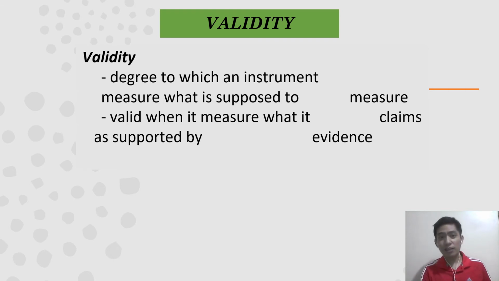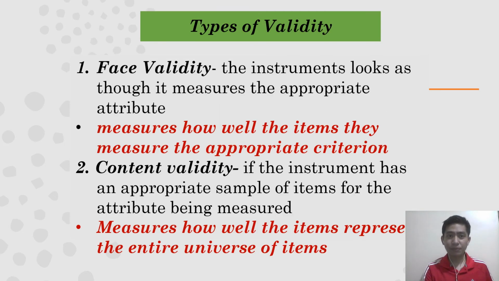So we have done the reliability. Now is the validity. Validity is the degree to which the instrument measures what it is supposed to measure. It is valid when it measures what it claims, as supported by evidence. So we have different types of validity. We have face validity: the instrument looks as though it measures the appropriate attributes. And content validity: the instrument has the appropriate sample of items for the attribute being measured. It measures how well the items represent the entire universe of items.